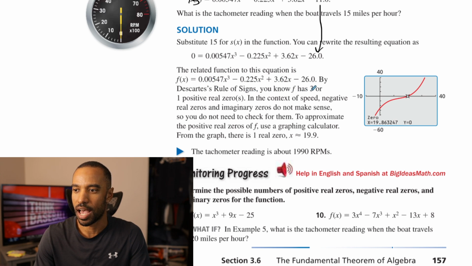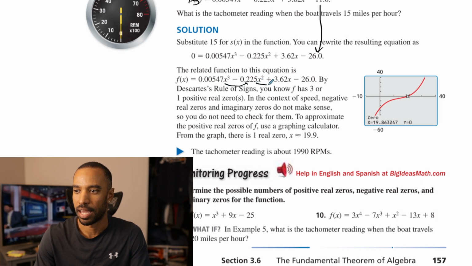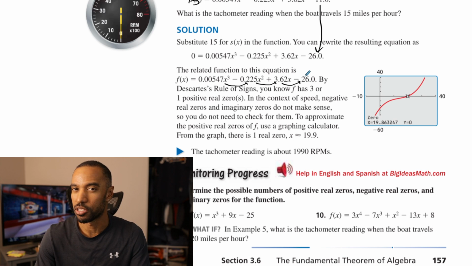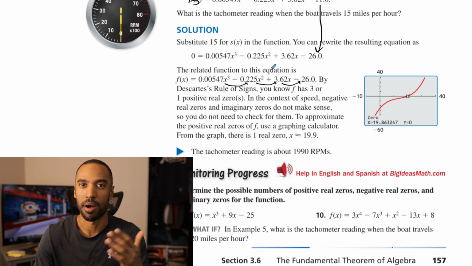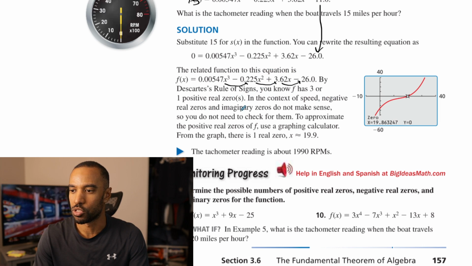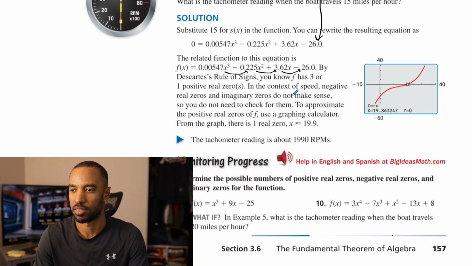By Descartes' Rule of Signs, you know f has 3 or 1 positive real zeros because there's a sign change from positive to negative here, 1, negative to positive here, 2, positive to negative here, 3. So it can be 3 or 1. We only care about the positive real zeros because we only care about positive RPMs, and by extension, positive speed. So negative real zeros and imaginary zeros don't make sense in the context of speed. We couldn't care less about those ones, so you don't need to check for them. We only look at these other ones.